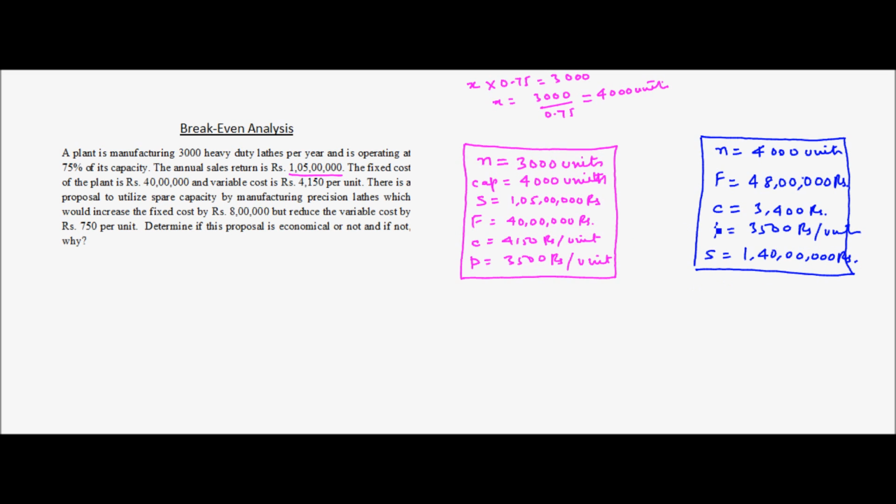rupees. So here we have the number of units being produced, the fixed cost, the variable cost, the unit selling price, and the total sales. Now the question is, determine if the second proposal, which is this one here, is economical or not, and if not, why? So basically we have to compare the proposed scenario to the current scenario and find out if the proposed scenario is more economical than the current scenario, and if not, why? So let us look at how we can find this out.